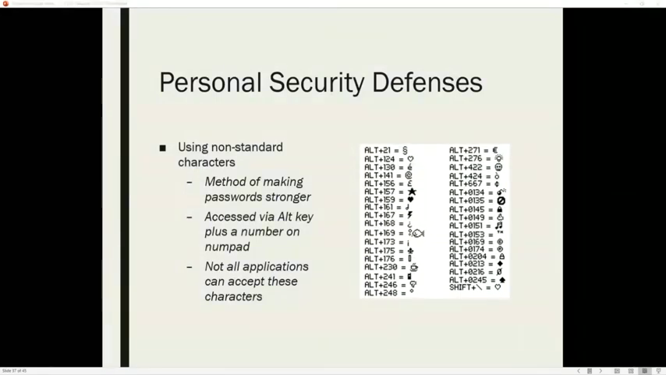Non-standard characters using like alt combinations. Now, not all applications can accept these, but these can add complexity in a surprisingly short amount of time. Now, this does not make you immune to things like keyloggers. So just be aware that, again, it's not necessarily a perfect system.